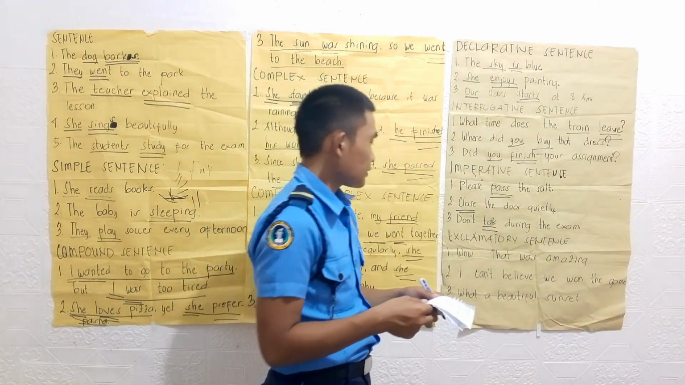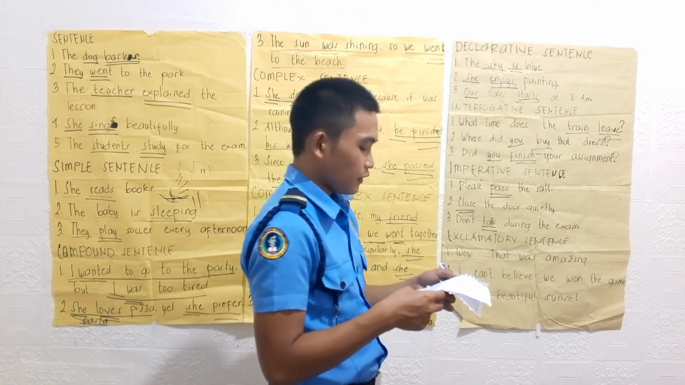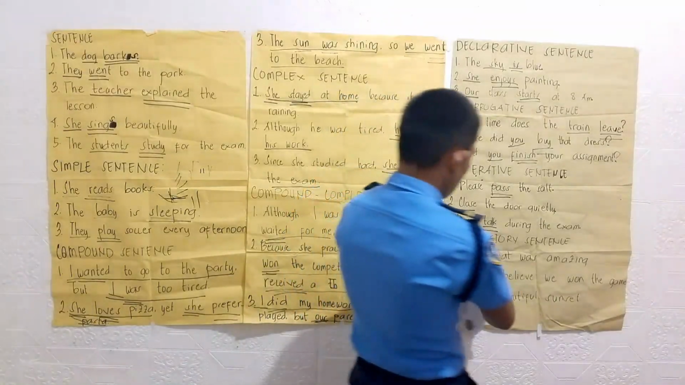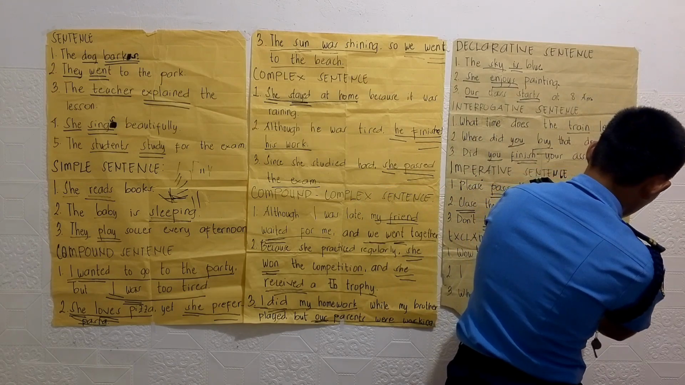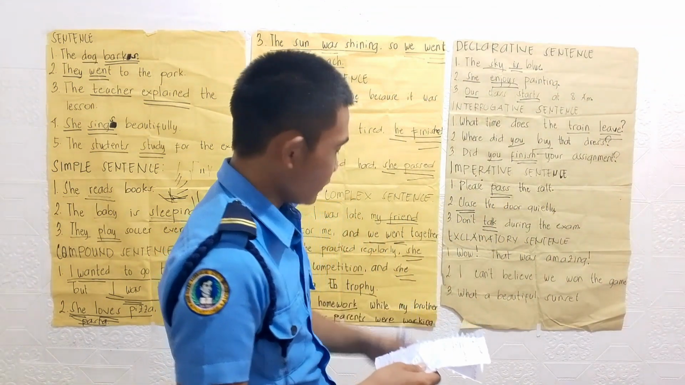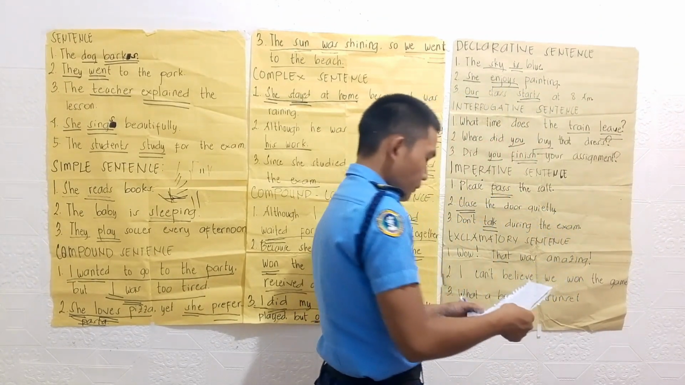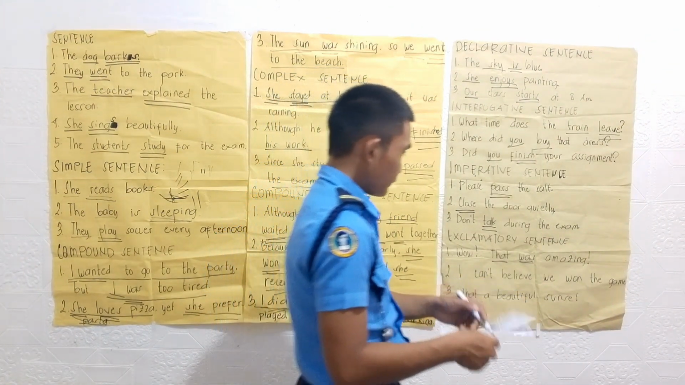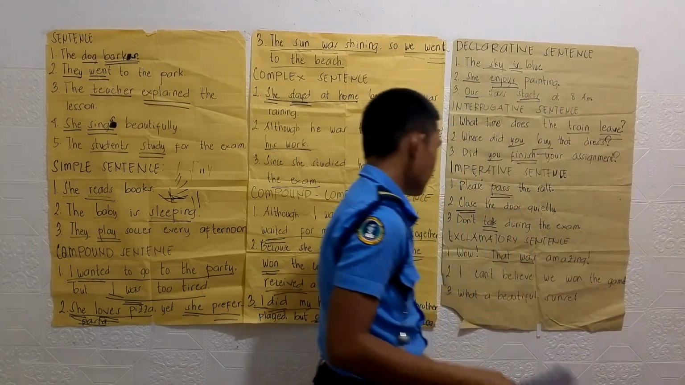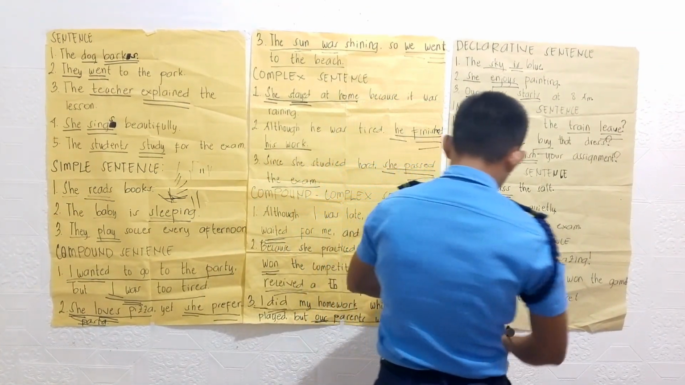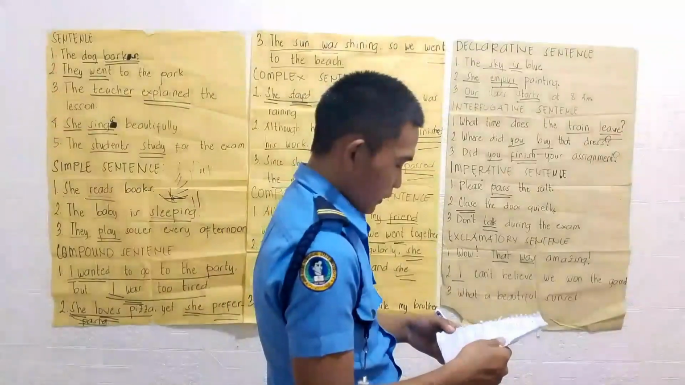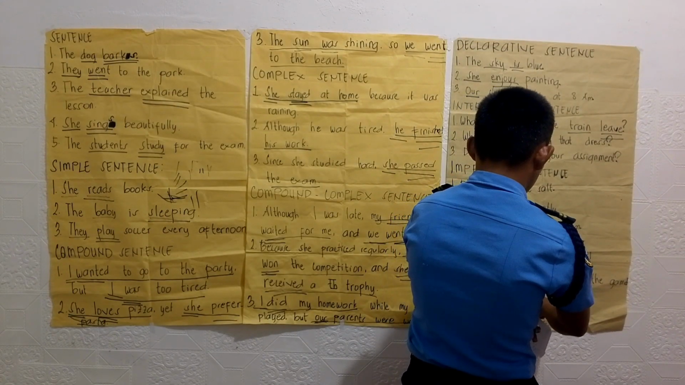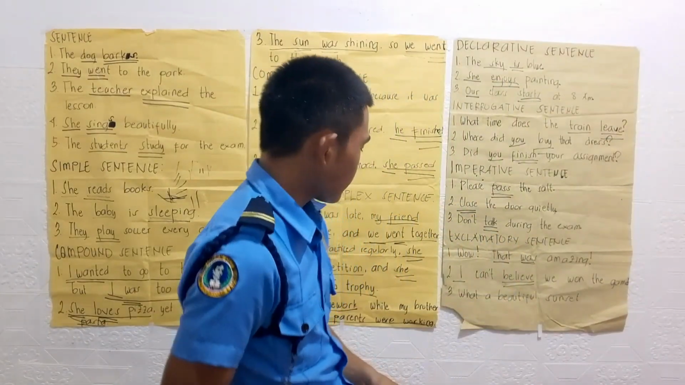Next, last one, exclamatory sentence. This expresses strong emotion or feelings. For example, wow, that was amazing. Okay. Our subject is that, and our verb is was. Next, I can't believe we won the game. Our subject is I, and our verb is can't believe. And last one, what a beautiful sunset.